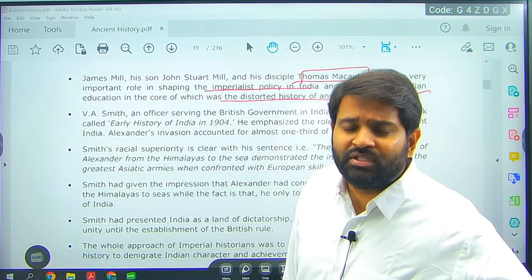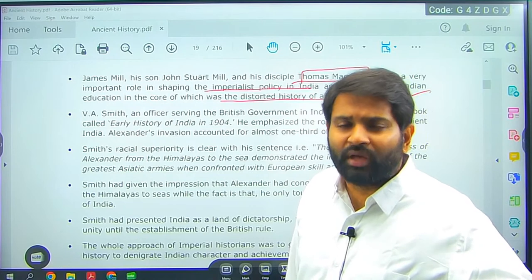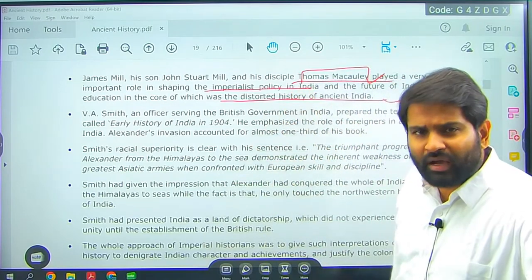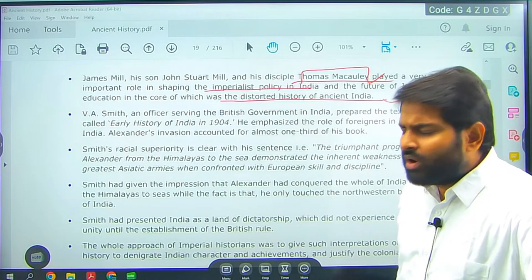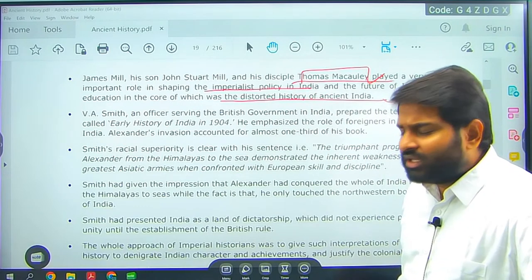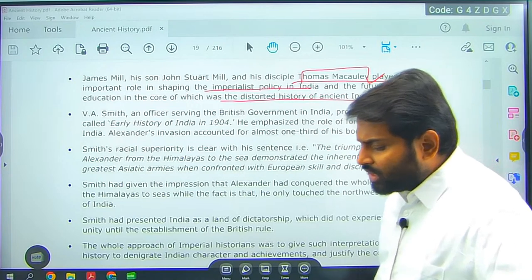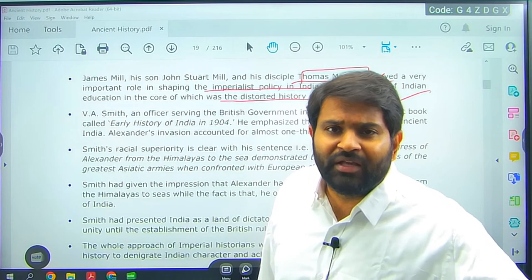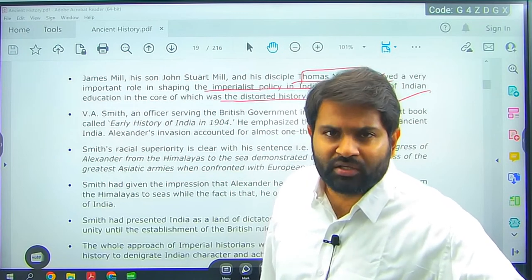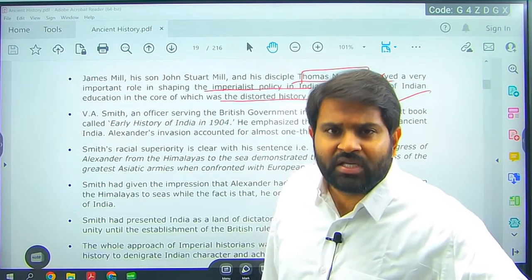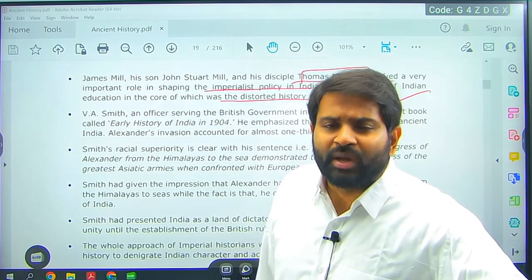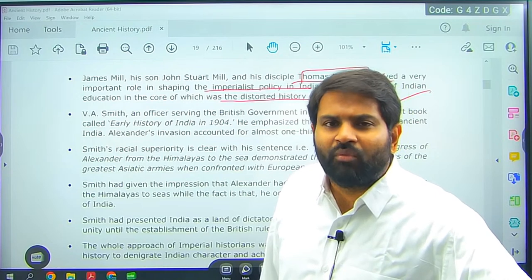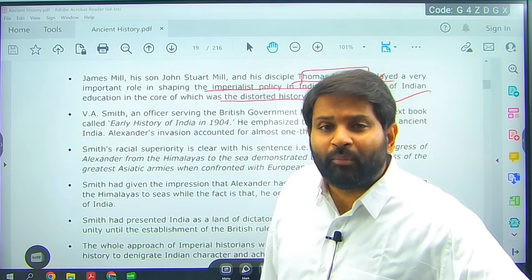In the 1840s, James Mill, John Stuart Mill, Thomas Babington Macaulay, these are the people who told that education should be in English, people should be Indian in blood but have the habits of English, they should be able to read English, they should be servants of English. So the industry is the British East India Company, to supply employees to the British East India Company. The education system was completely employee oriented.